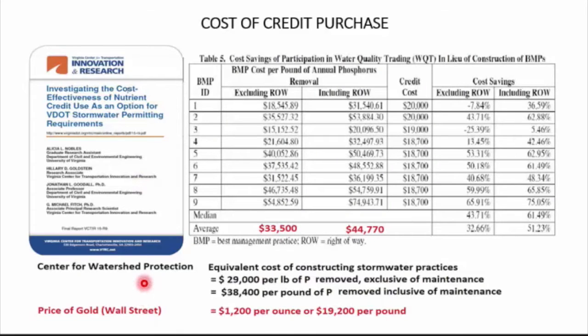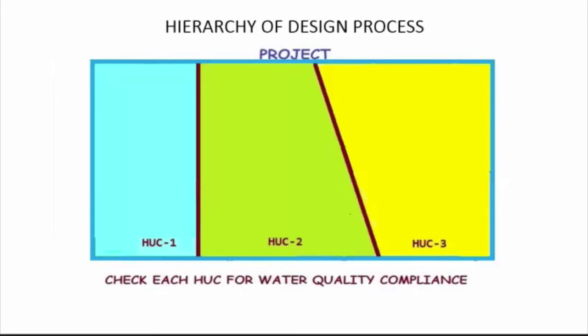Different studies have indicated the cost of credit purchase. One study is from the Virginia Center for Transportation Innovation and Research, and a second study is from the Center for Watershed Protection. These studies suggest that BMPs cost around $30,000 or $50,000 on average per pound of phosphorus removed. For comparison, the current cost of gold is $19,200 per pound, so providing water quality treatment does present a significant cost to stakeholders. Having said that, let us get into how the design itself is done.